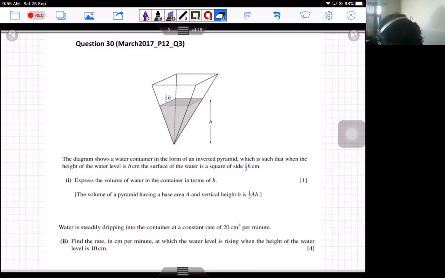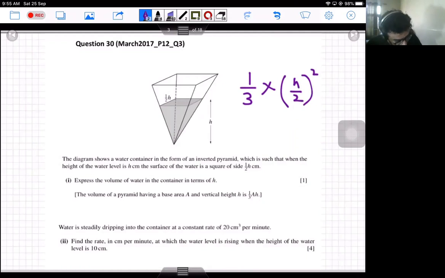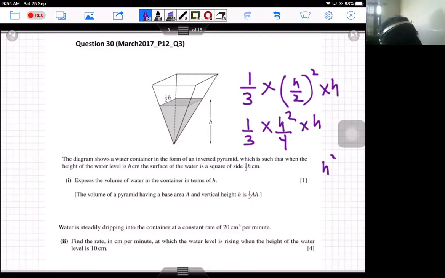Obviously, it makes sense because this is the base area, which is A, and this is the height h. So in order to find the volume, 1 upon 3 multiplied by the area of this square, which is h over 2 squared, and then multiplied by height, which is h. So 1 upon 3 multiplied by h square over 4 and then multiplied by h. So this is h cube over 12. So volume is equal to 1 upon 12 times h cube.